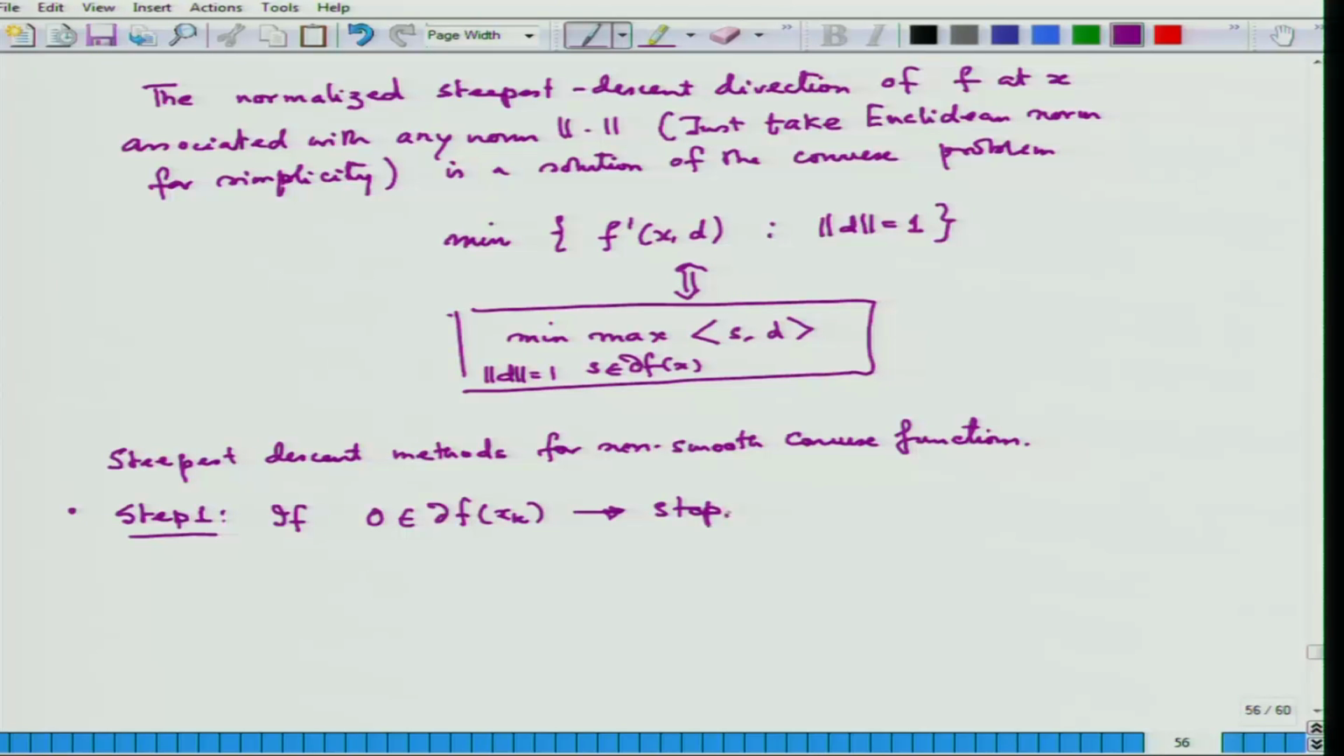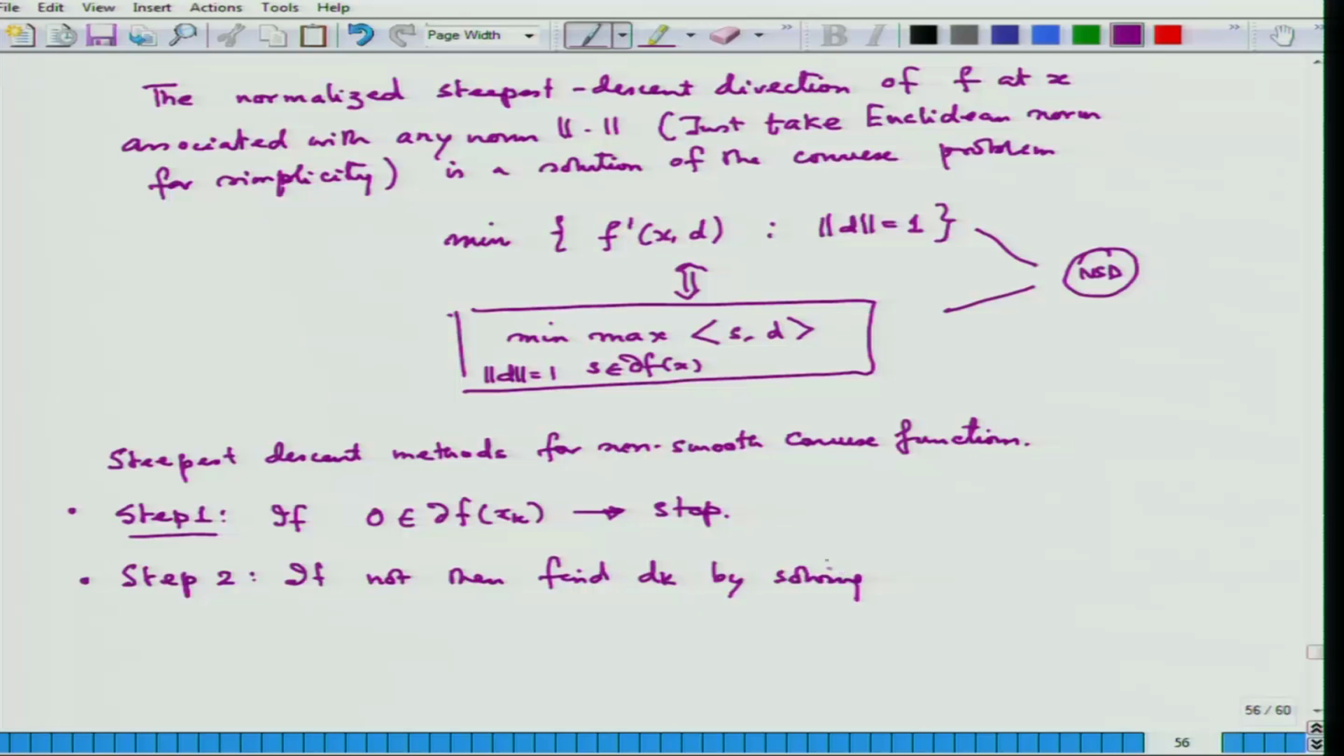If this holds, then stop, then xk is the solution. If not, then find dk by solving the normalized steepest descent problem, or NSD. They are the same problems. Now, you have to find a step size tk, which is step 3. Find tk greater than 0.